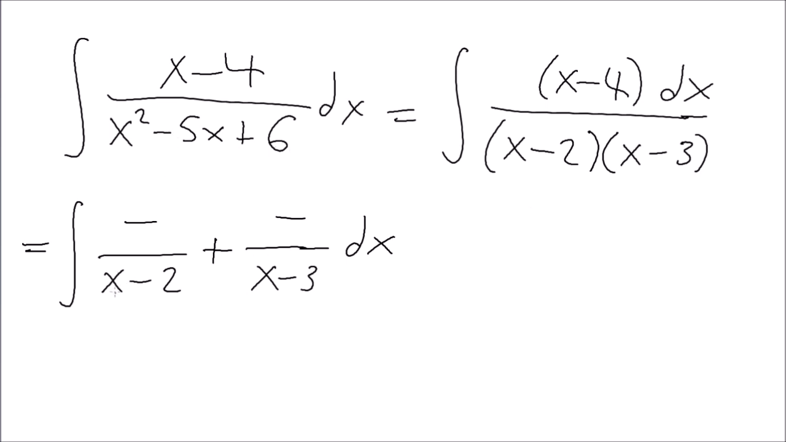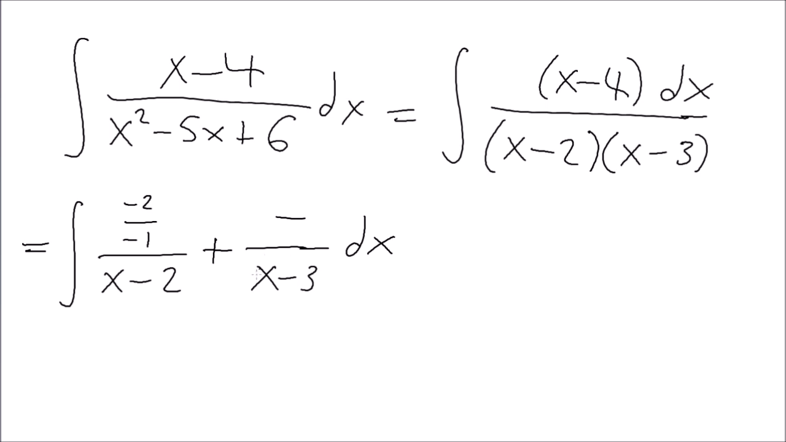In order to make x minus 2 zero, x equals 2. So then we plug in 2 here: 2 minus 3, negative 1. We put it at the bottom. And then for the top, we plug in 2 at x minus 4: 2 minus 4, that's negative 2.